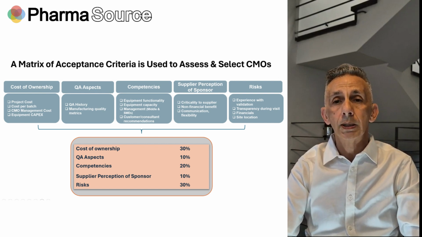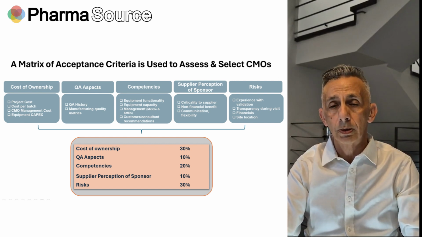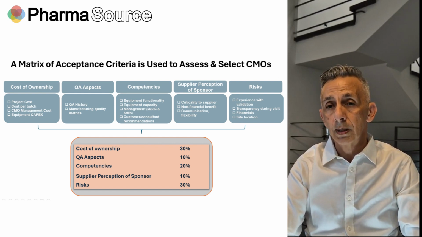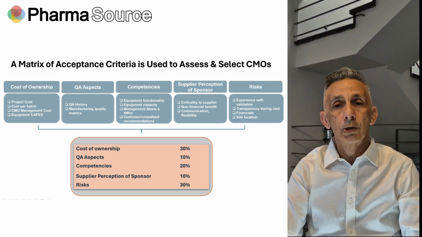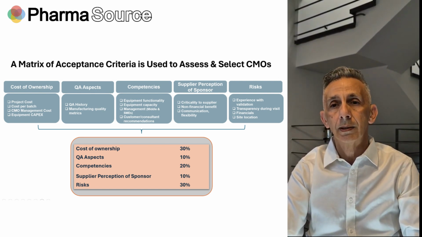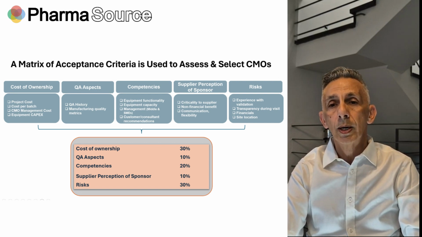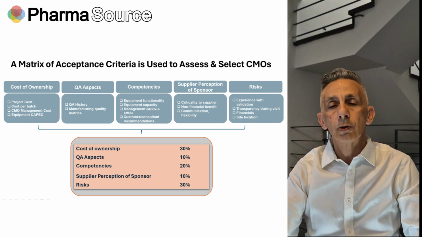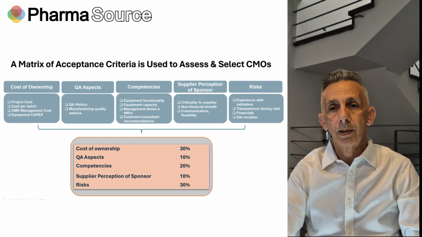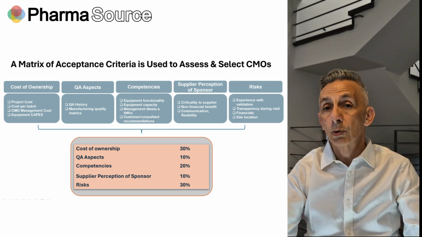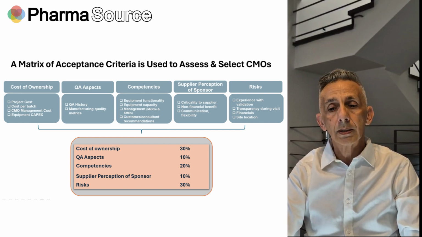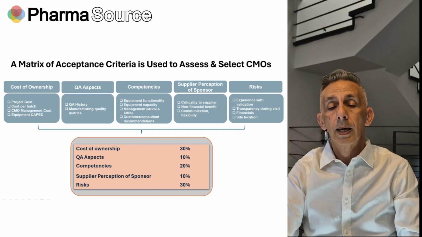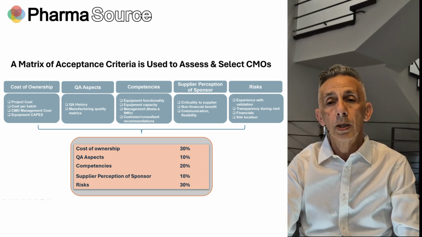In our case, we decided that the cost of ownership will take 30% of the overall estimation. QA aspect 10%, not only 10% because it's not important, but because we have already pre-selected the CDMOs based on their QA experience and the fact that they were FDA approved. So QA is important, but it is not the most critical aspect of the decision, because it was already built in. The competencies in that case were very important. We put 20% of the weight, and our supplier perception of the sponsor.